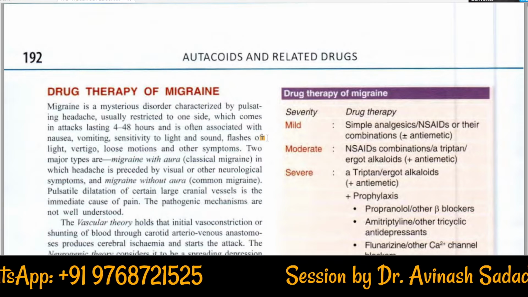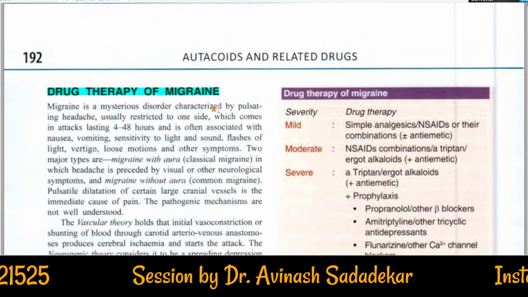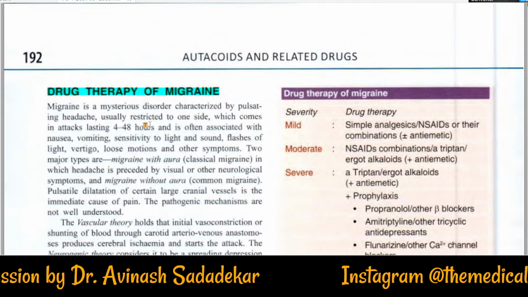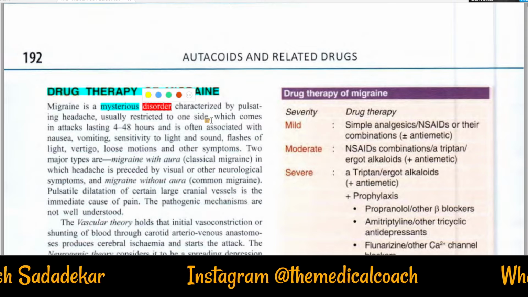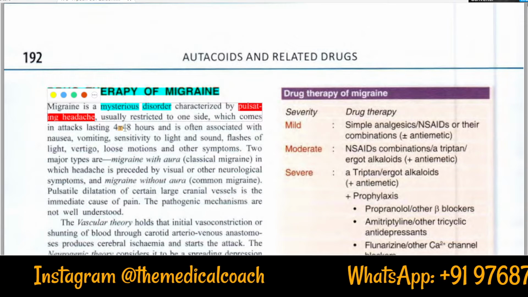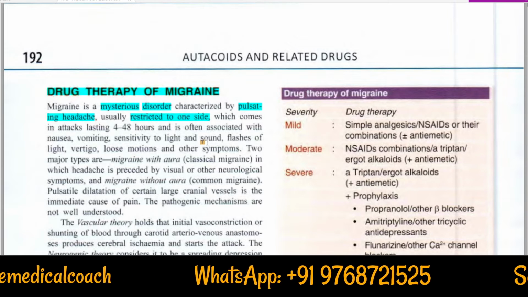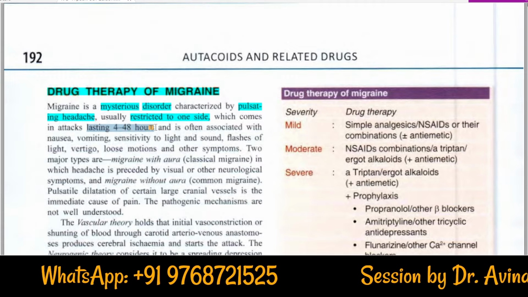This time we are talking about a very important topic, which is drug therapy of migraine. So, what is migraine? We don't know exactly what happens in this disease. This is kind of a mysterious disorder, but the patient complains of pulsating headaches. And surprisingly, it is only on one side of the head, so it's like right sided or left sided. And then this headache will last anywhere between 4 to 48 hours.